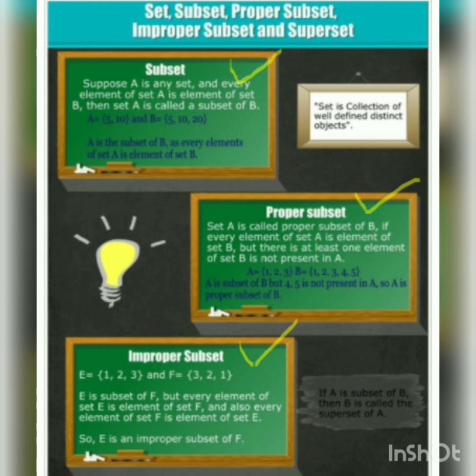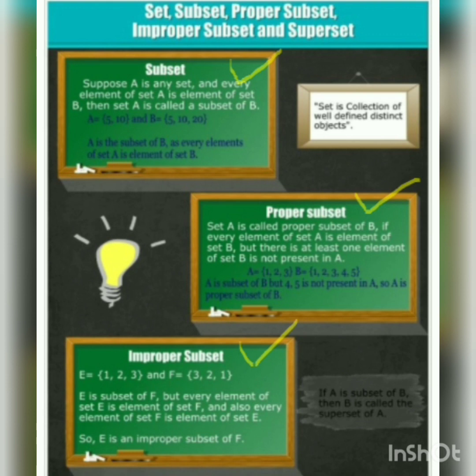Students, let's take a review. In a subset, all the elements of set A are present in the set B, but it doesn't matter whether all the elements of set B are also present in the set A. Second one is proper subset. In proper subset, all the elements of set A are present in the set B, but at least one element of B should be there which is not present in the set A.